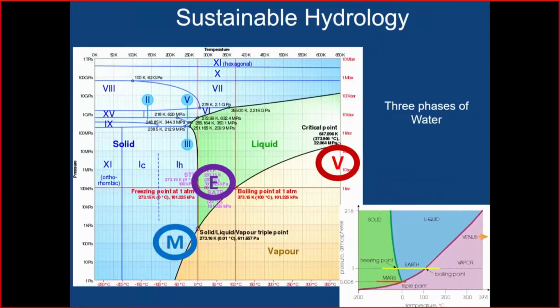Even if we have energy and nutrients, water is equally important. Water exists in three forms, and it is Earth only where the temperature and pressure conditions are such that we have all three forms: solid, liquid, and gaseous or vapor form.